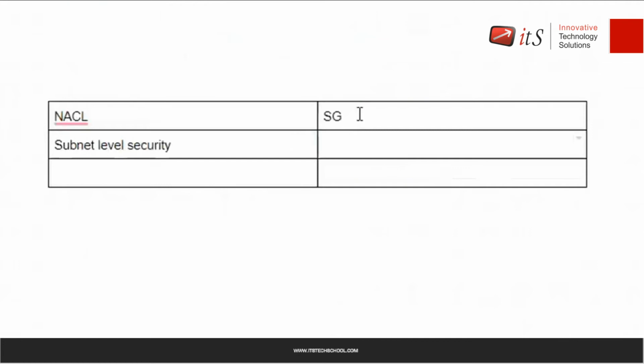And the security group will protect only your virtual machine, that's the instances. So it's instance level. Instances are called virtual machines, so you can call it the instance. Instance level security. Right? That's the first difference that we have already seen.